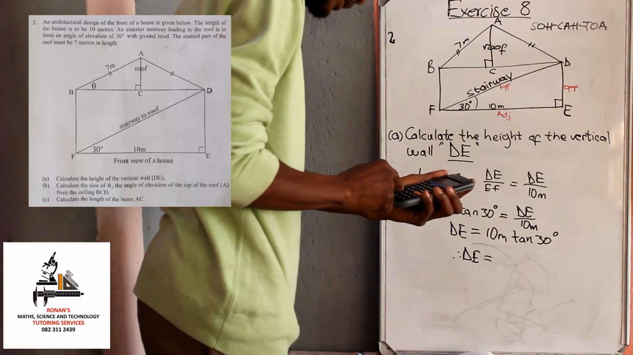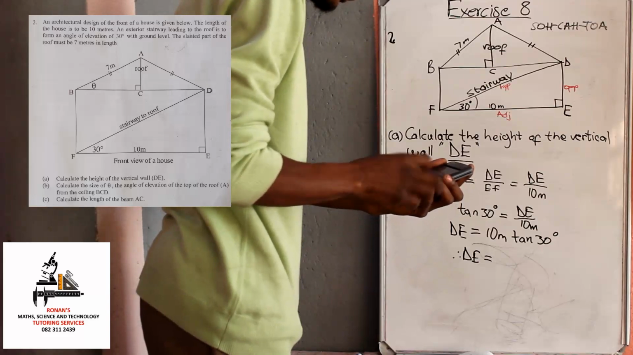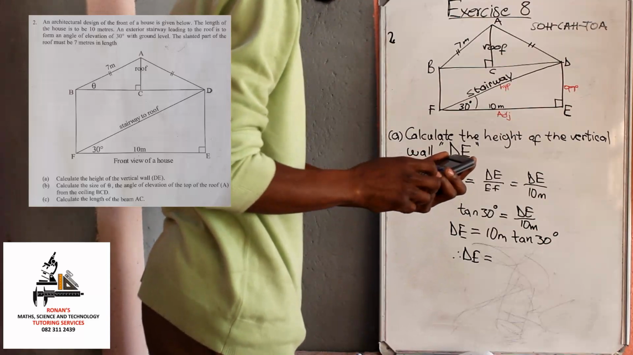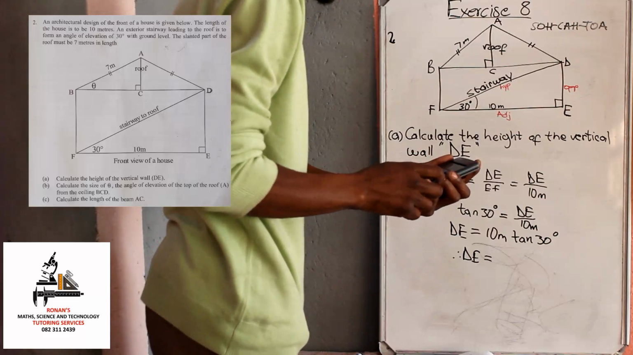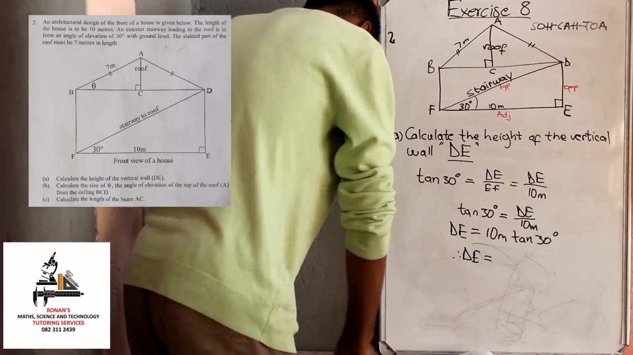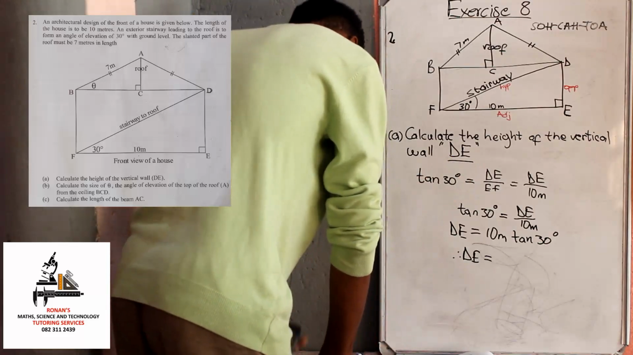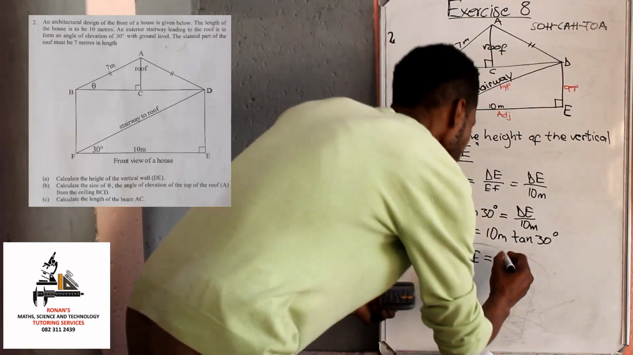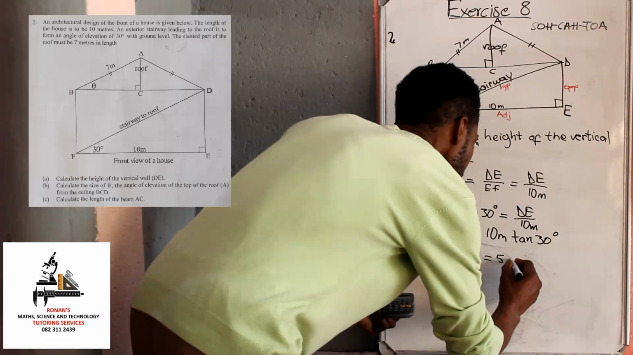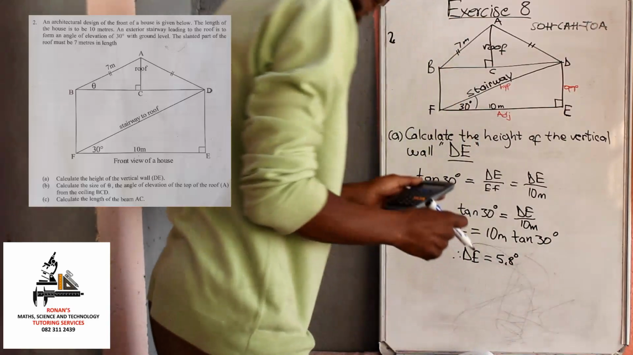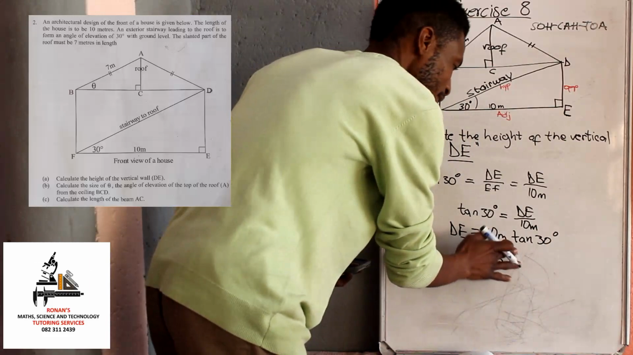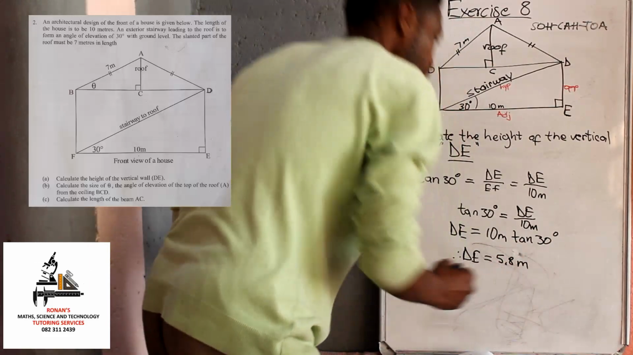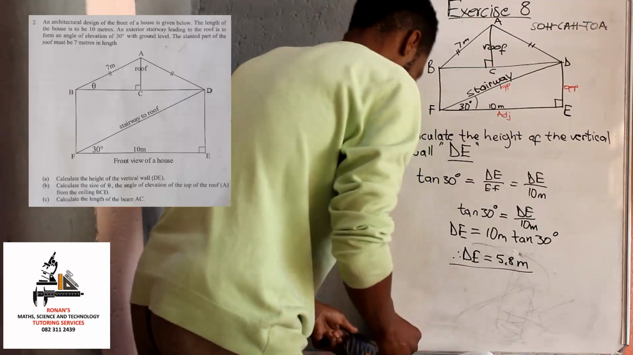and that will give us 5.8 meters. Pardon me, I'm saying meters and I'm writing degrees. So DE is going to be 5.8 meters in length.